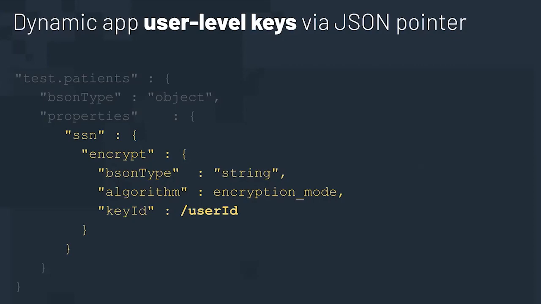But what this also means is that from the application's perspective, you don't need to know that. You can literally say, whatever the user ID that's logged in, if I've created keys that are named by user ID, so user ID 1, user ID 2, et cetera, if each of those is a different key ID, you can do it dynamically. There's some other tricks you can do that take advantage of JSON pointer on the next one.